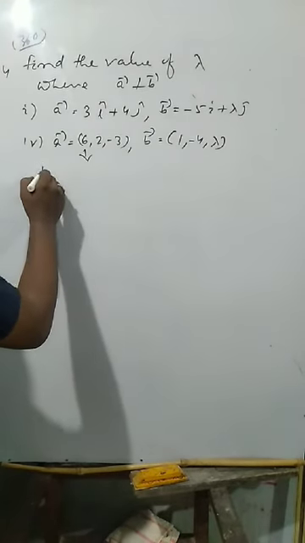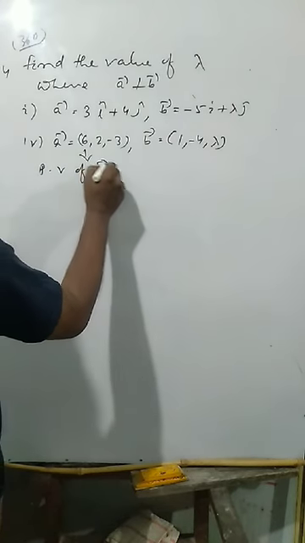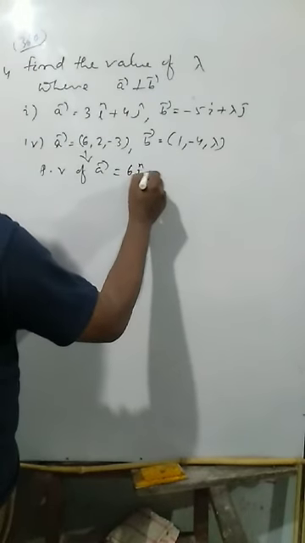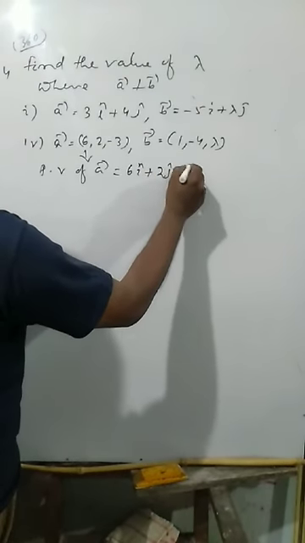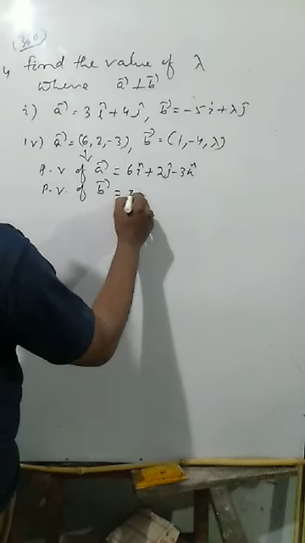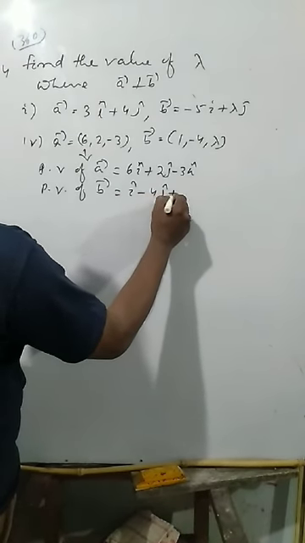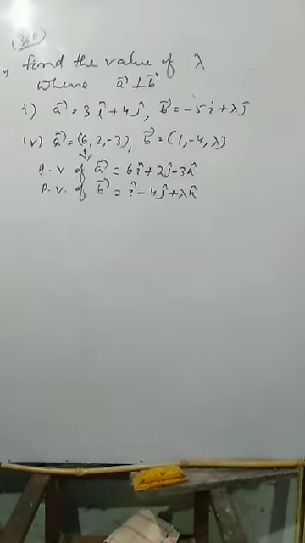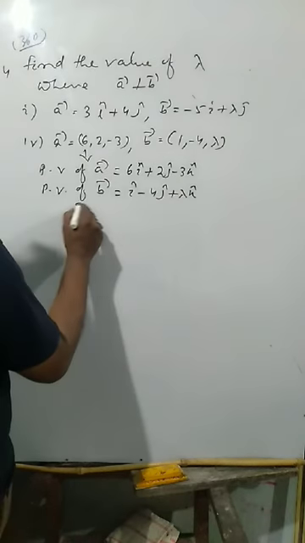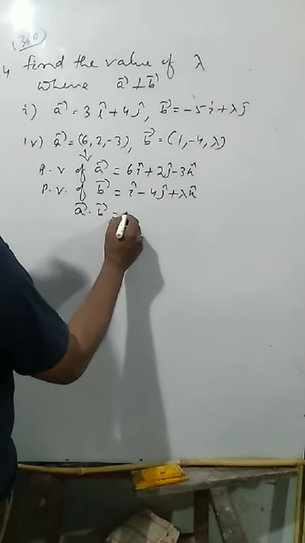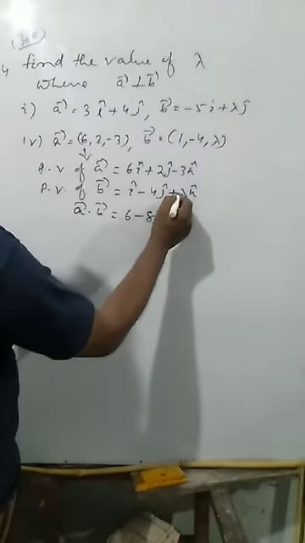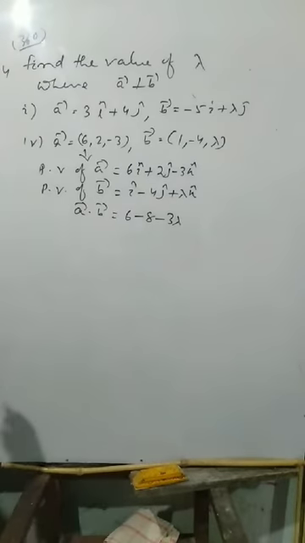Second one, PV of a vector. Here the point is given, you find the position vector 6i cap plus 2j cap minus 3k cap. PV of b vector is i cap minus 4j cap plus lambda k cap. Okay, so PV of both are given. Now we find a dot b. A dot b equal to 6 into 1, 6, 2 into minus 4, minus 8, minus 3 into lambda, minus 3 lambda. A dot b equal to this one.